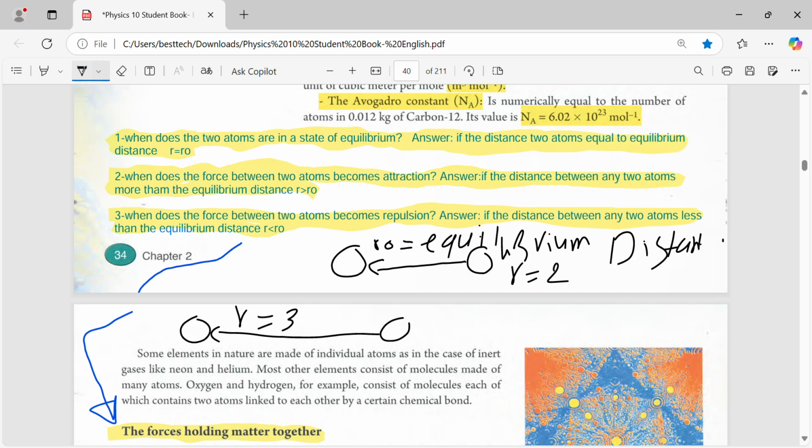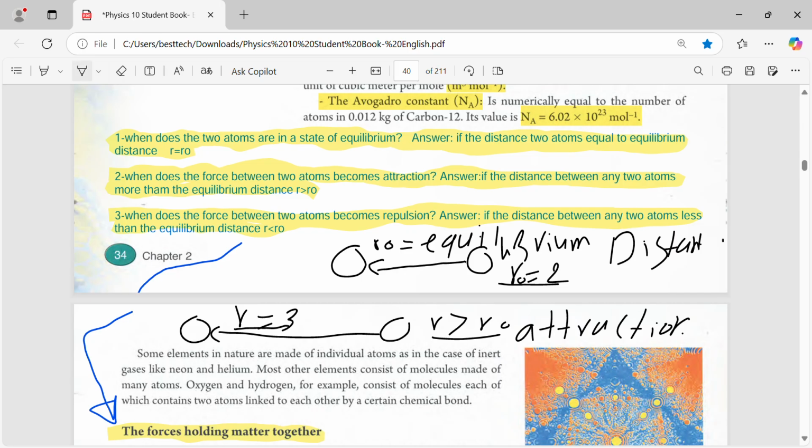For example, when the question gives you the distance, compare this distance with the original one. If they have a large distance, for example, here we have 3, this distance R is greater than the equilibrium distance. This R is greater than R0. If it's like that, the type of the force is attraction. So if the distance is greater than the original one, it is attraction force.